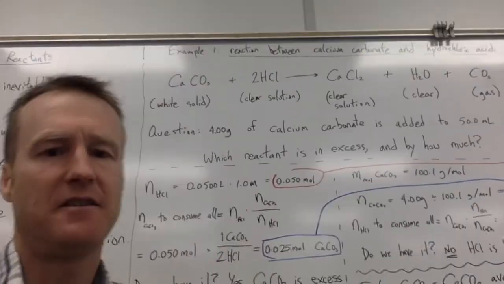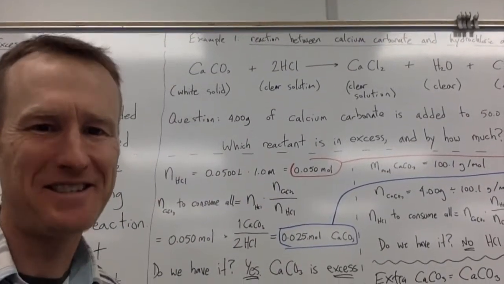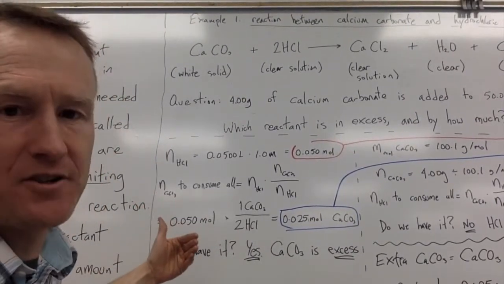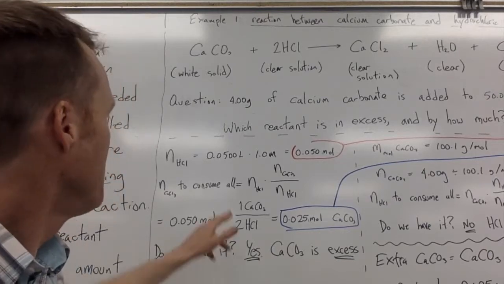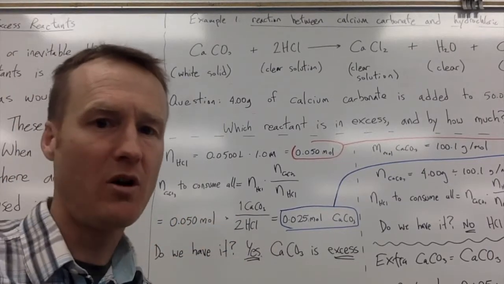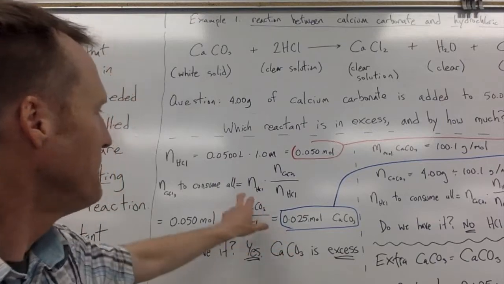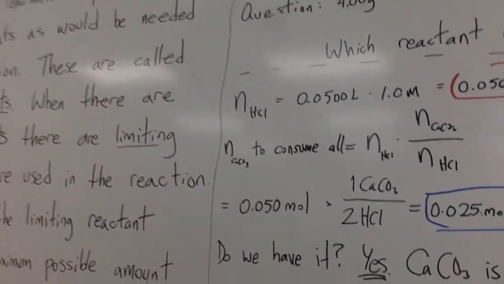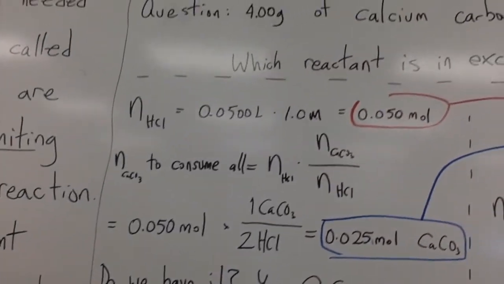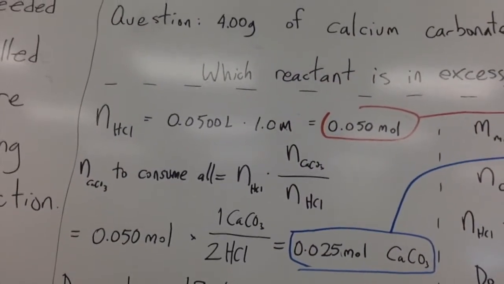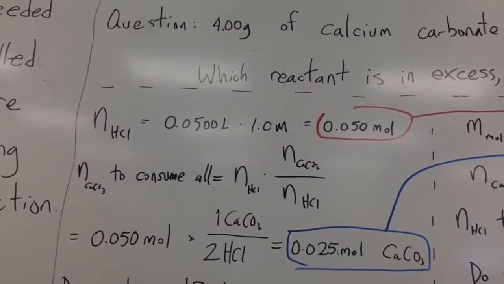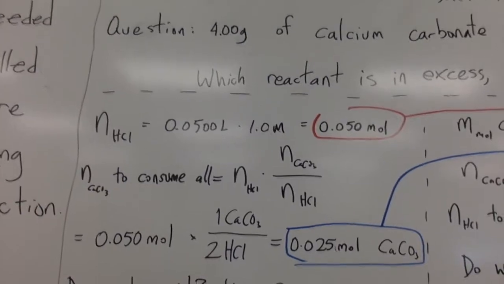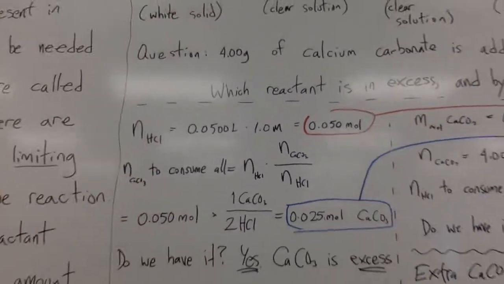Now we ask, this is the key step right here. We ask ourselves, how much calcium carbonate do we need to consume all of the HCl? And this is the equation right here that's the heart of these kinds of problems. The number of moles of calcium carbonate there to consume all the HCl equals the number of moles of HCl times calcium carbonate per HCl.